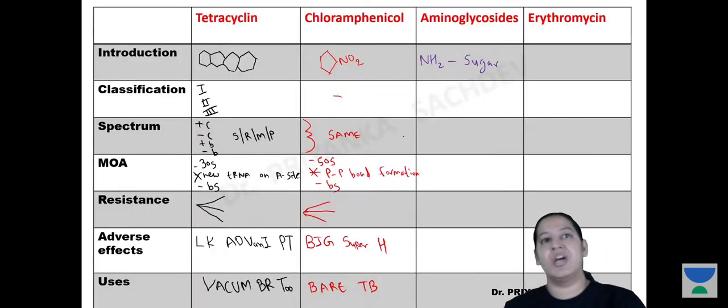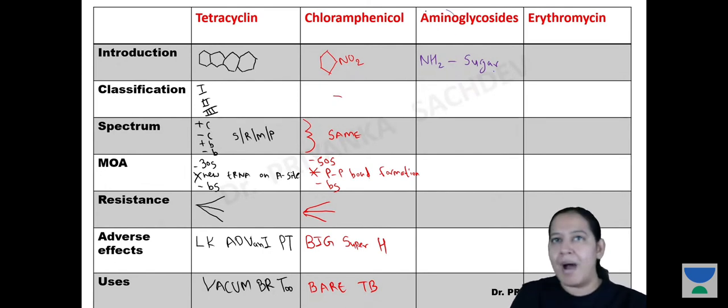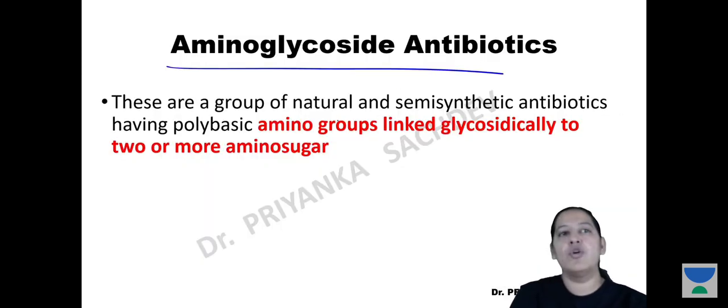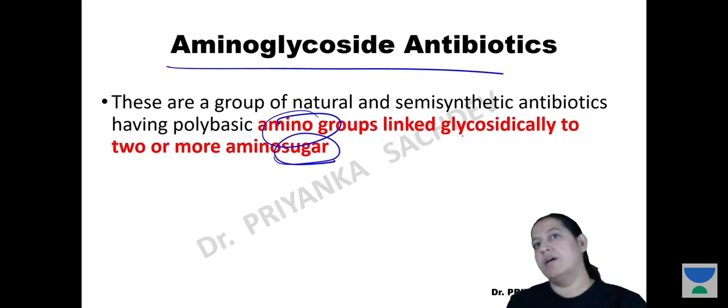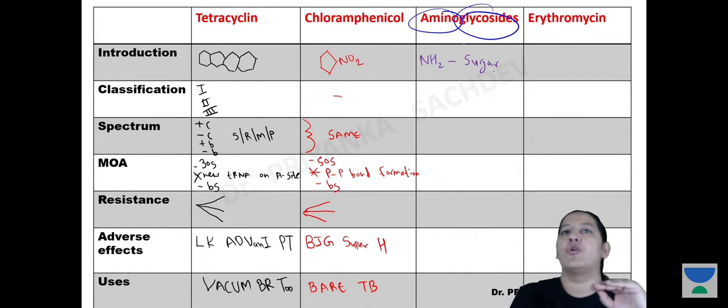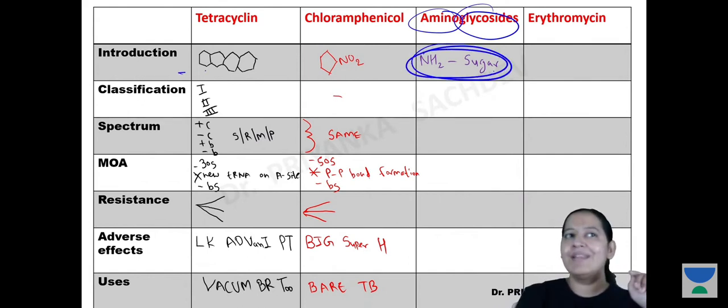Write the introduction. Why is aminoglycoside known as amino and glycoside? Amino because it has an amino group, and glycoside because it has an amino sugar which is glycosidically linked with the amino group. So this is the aminoglycoside. Write the structure in the introduction.